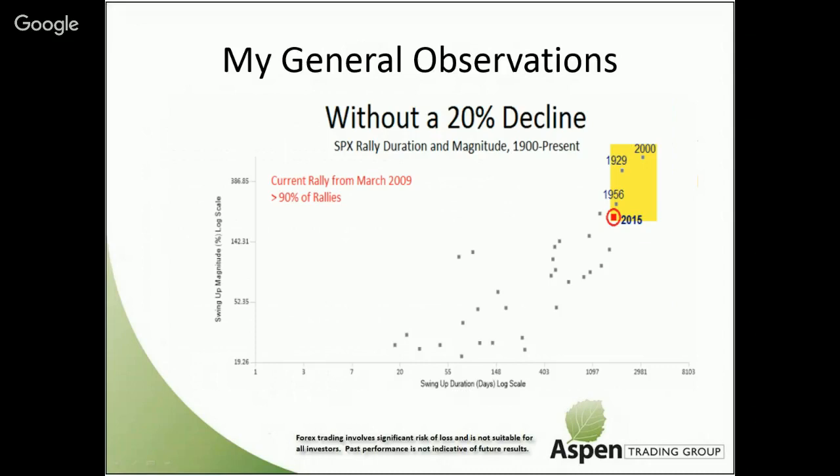Now, again, these are just statistical bullet points. These are not saying anything will happen. It's just saying it's statistically unusual for the market to rally this long, this far without a 20% decline. We've only had three other instances: 2000, 1929, and 1956. Periods where equity weakness was seen shortly after or in the years afterward. I don't think our 2015 data point is really that far off the mark. I think that's something that needs to be factored in and taken into consideration.